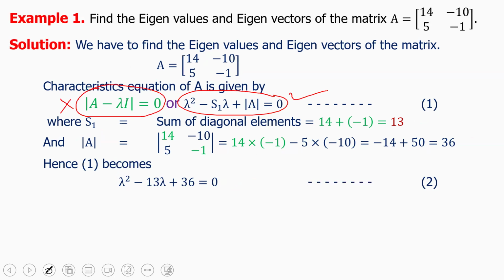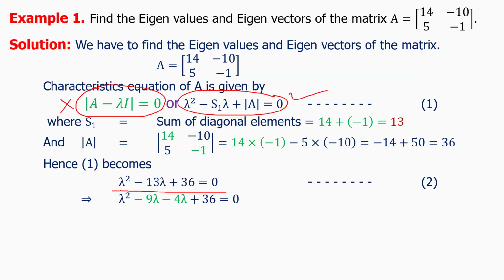Okay. So now in both cases, we are getting the same equation: lambda square minus 13 lambda plus 36 equal to 0. This is nothing but the eigen equation or characteristic equation of the given matrix. Now we have to find the values of lambda by solving this quadratic equation.